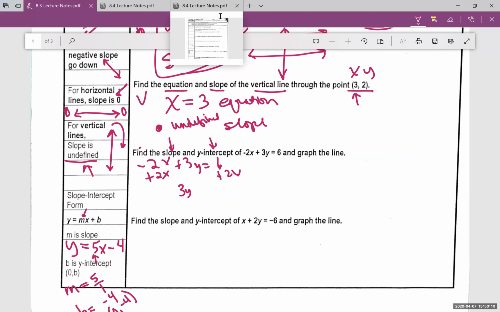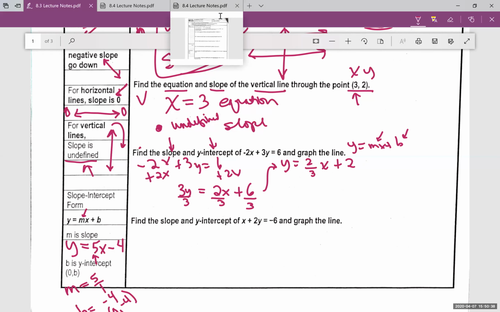So when we get it into slope-intercept form, we have to get y on a side by itself. So now I have 3y, and I'm going to put my x value first because that's sort of slope-intercept form. And then when I divide by 3, I have to divide everything by 3. Again, the goal here is to get y on a side by itself because we want to get it into this form, y equals mx plus b, so we can see the slope and we can see the y-intercept. Okay, so now we have y equals 2/3 x plus 2.